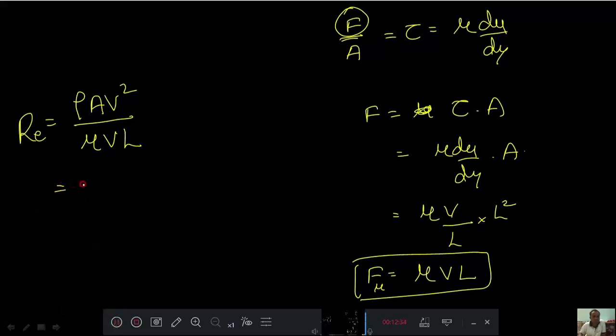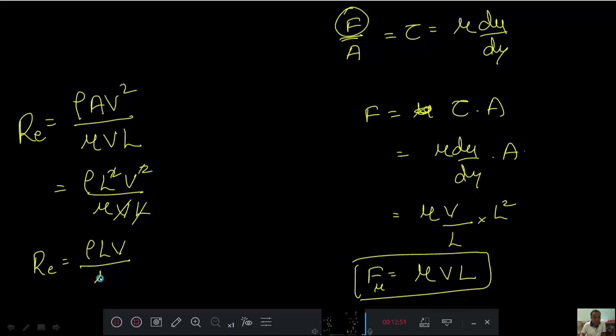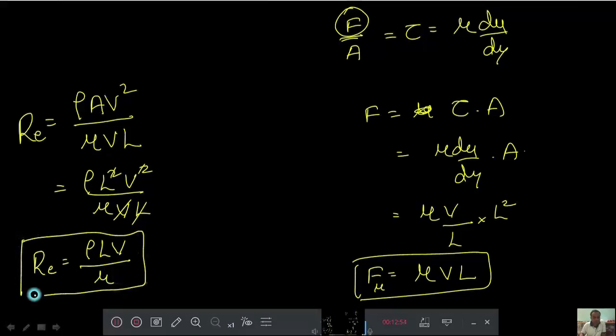Then further, what can I do? This rho, this area means again L square, and this is v square divided by mu into v into L. Then 1 L cancels, 1 v cancels. Therefore, Reynolds number is equal to rho L v divided by mu. This is your Reynolds number.